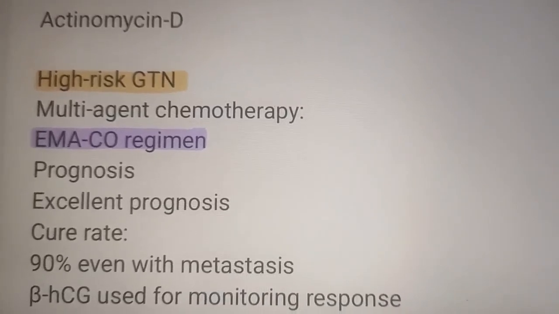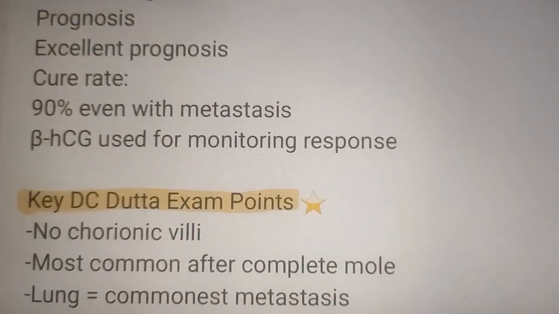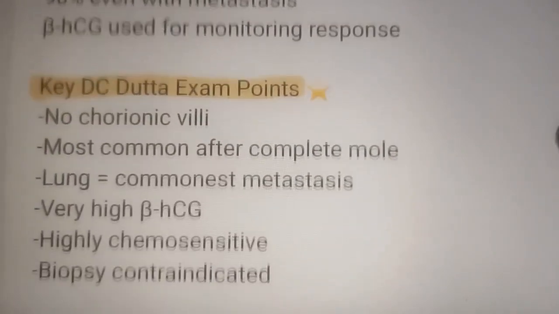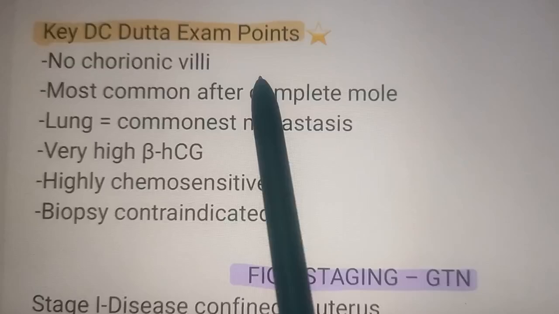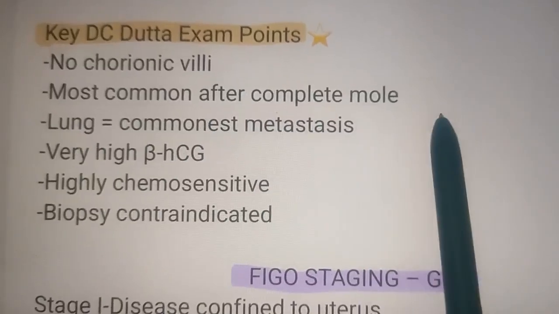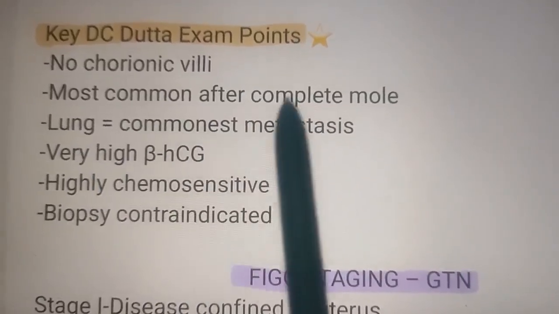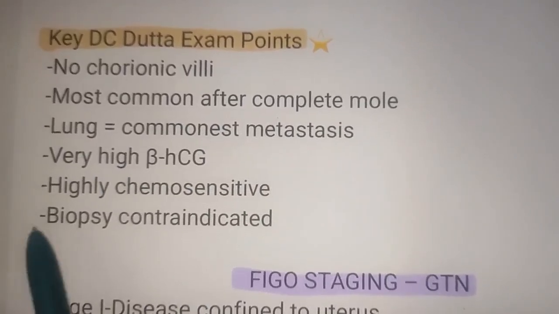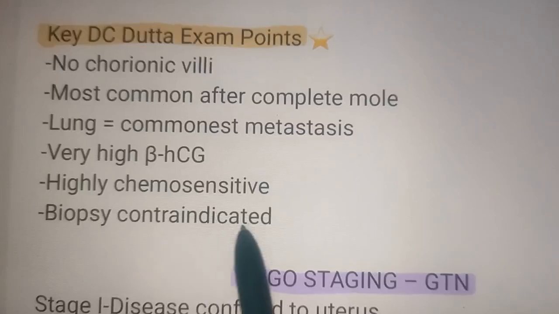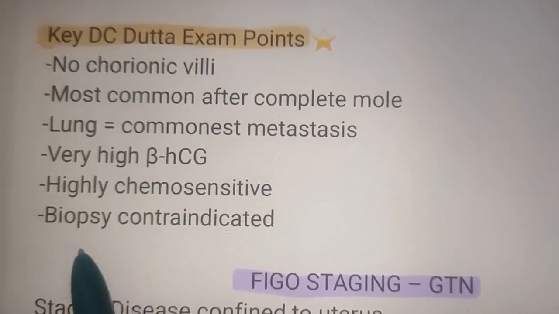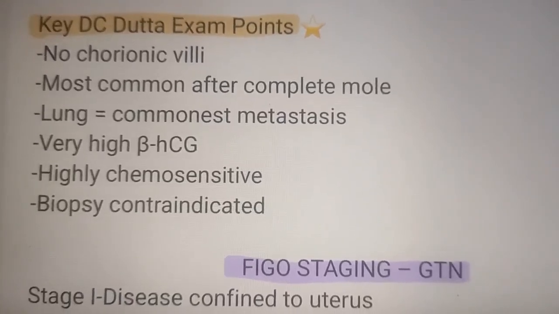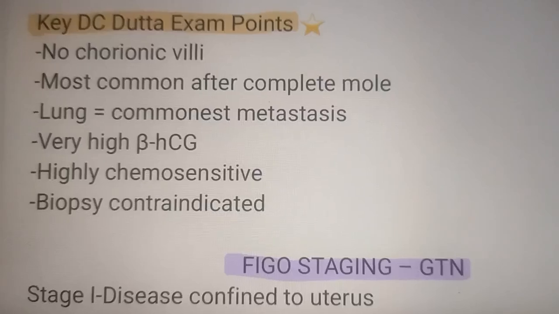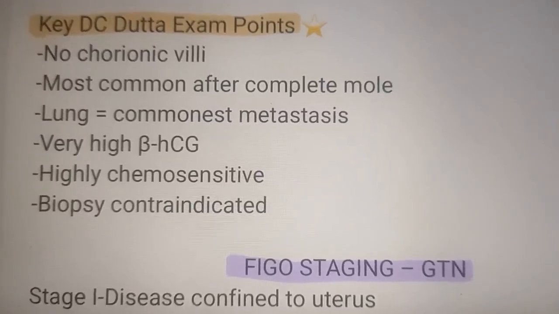It has excellent prognosis and 90% cure rate. Now the key points. In choriocarcinoma, there is no chorionic villi, most common after complete mole. Lung is the commonest metastasis. Highly chemosensitive, biopsy is contraindicated. These are the high yield and most commonly asked points in the exam.